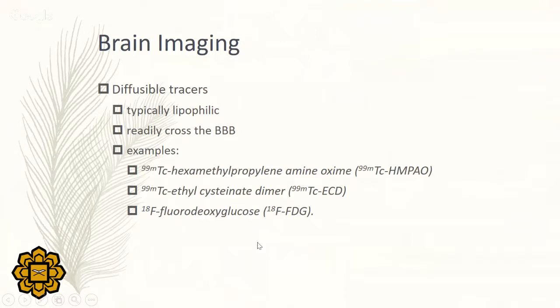And the last one is 18-fluorine fluorodeoxyglucose, or 18F-FDG. So the F is for fluoro, D for deoxy, G for glucose. Examples, I will just show you two of them, the HMPAO and the ECD, further on.